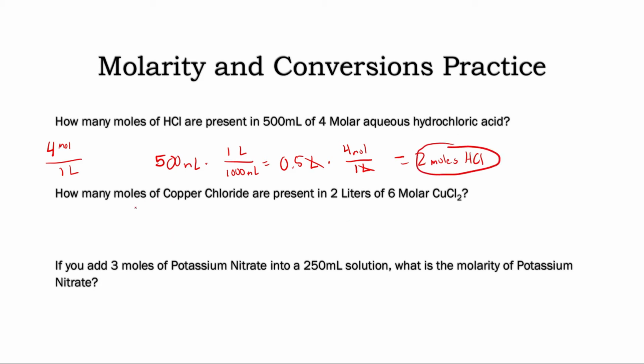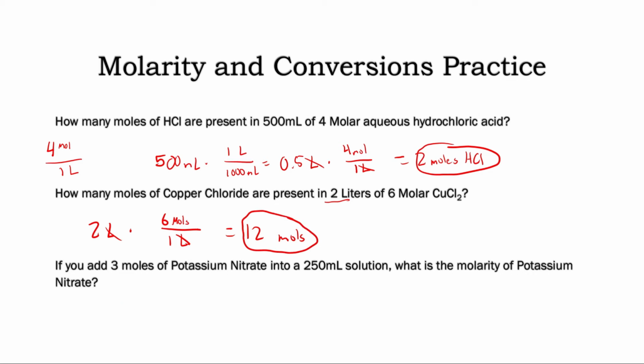The second one asks, how many moles of copper chloride are present in 2 liters of 6 molar copper chloride? Now in this case, it gives us our units in liters, so we don't need to do any conversion to start. We have 2 liters, and we've got 6 moles per 1 liter. Liters cancel, and we're left with just 12 moles. So converting that way is actually pretty simple, but it gets a little bit more complicated when we have to determine the molarity.